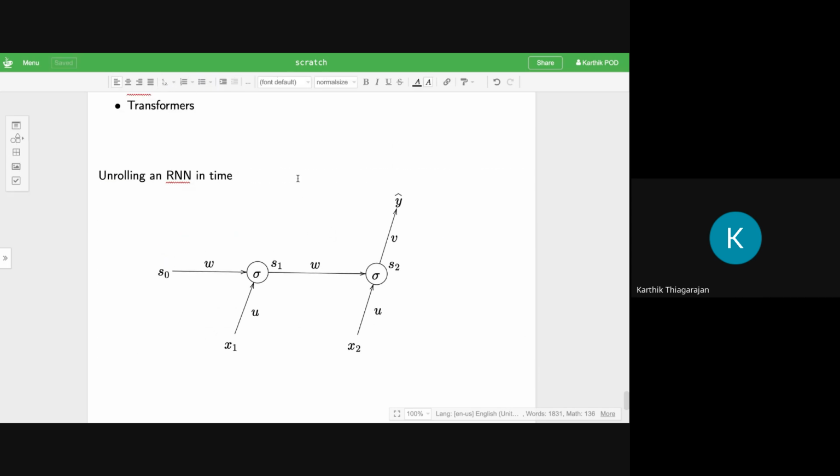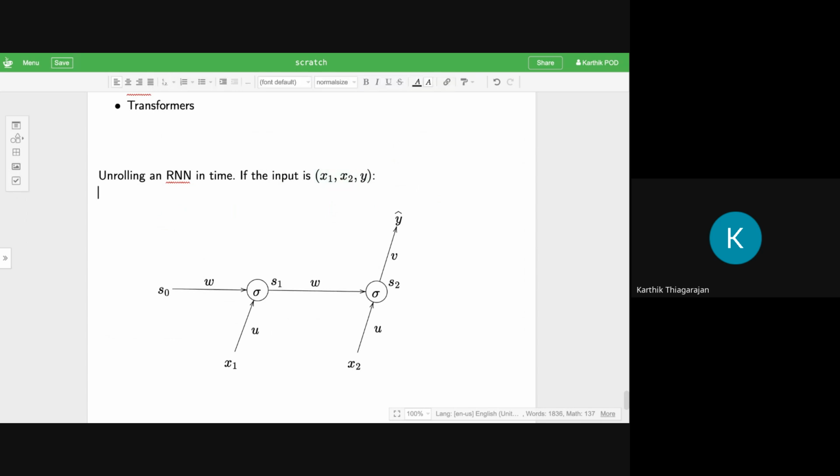If I give an input x1, x2, comma y, then how will the RNN work? You will pass x1, then you will pass x2, then you will get some y hat. That I have expressed in this form. The actual RNN is all three things put together, rolled up into one.